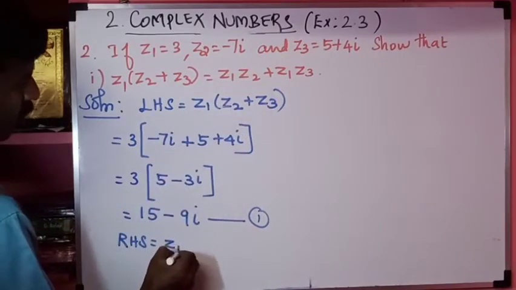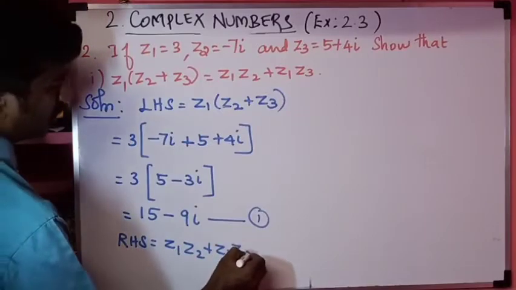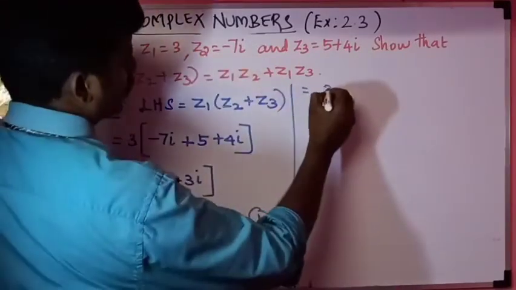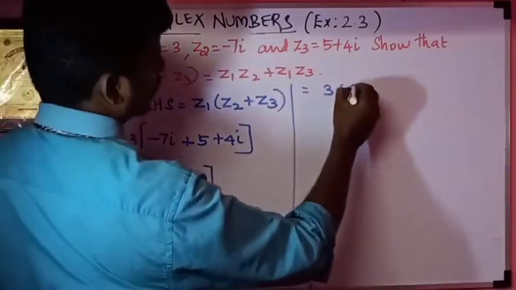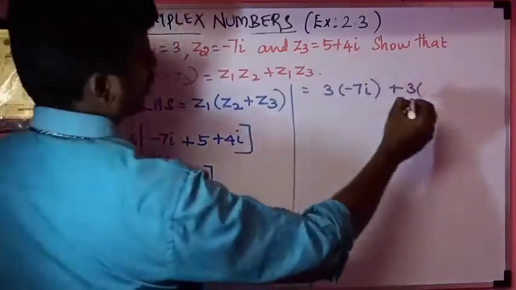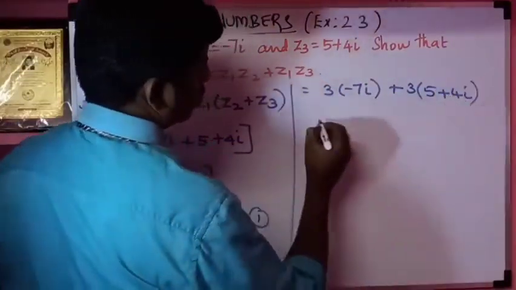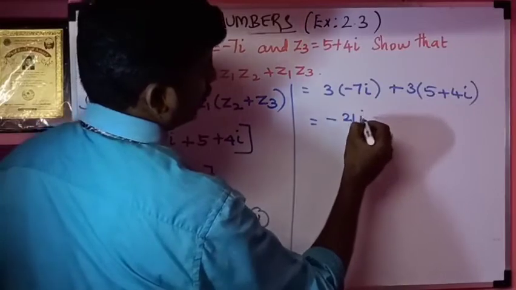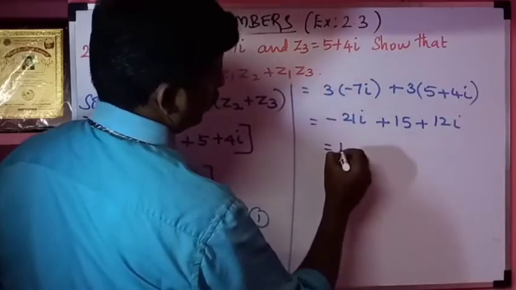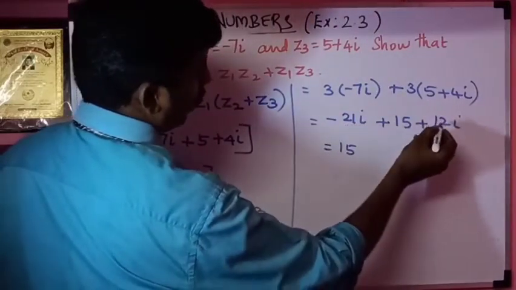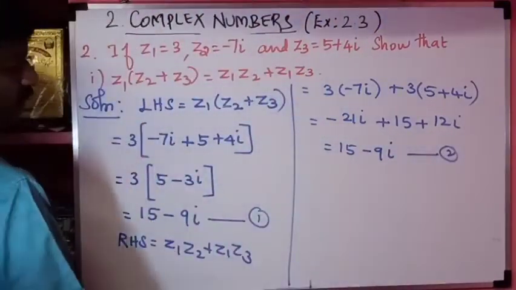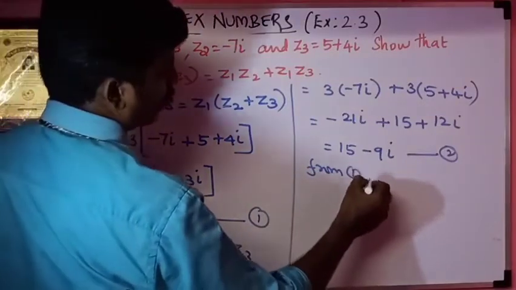Then the RHS is equal to z1 z2 plus z1 z3. z1 is equal to 3, z2 is equal to minus 7i, plus z1, 3, into z3, 5 plus 4i. 3 sevens are 21i, 3 fives are 15, 3 fours are 12i, so which is 15 minus 21i plus 12i, which is minus 9i. This is equation 2.